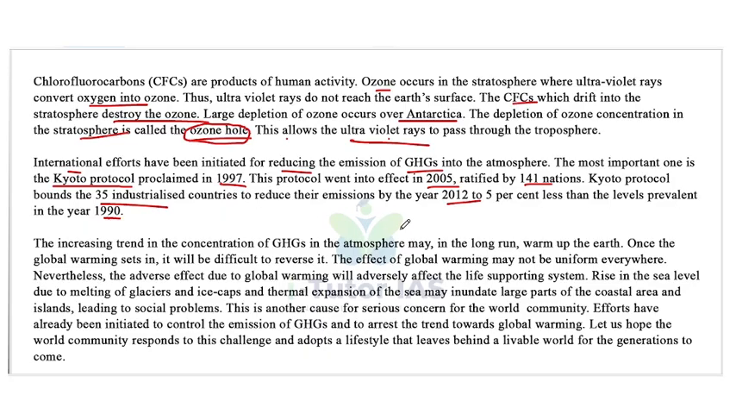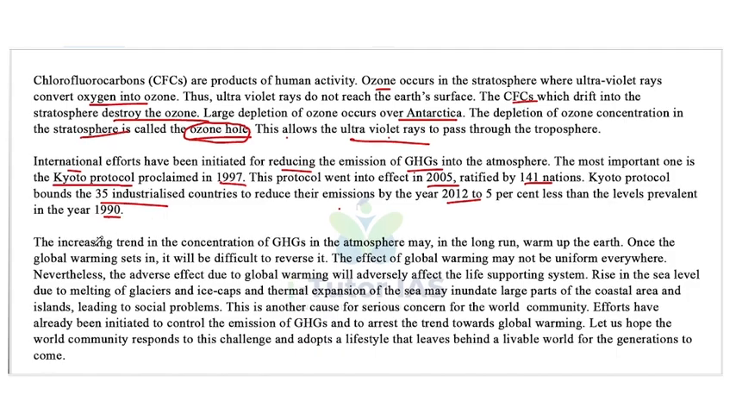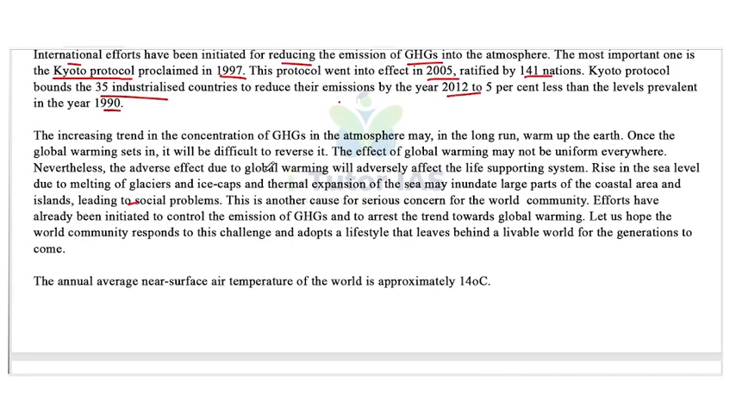Okay, so that is the main effect of the proclamation of the Kyoto Protocol. The industrialized countries should reduce their emissions by the year 2012 to 5% less than the levels prevalent in the year 1990.